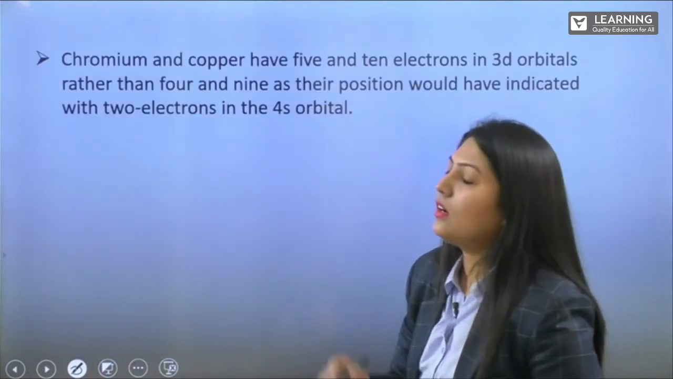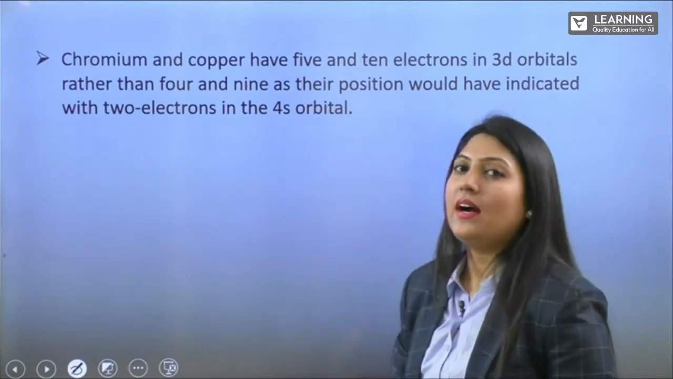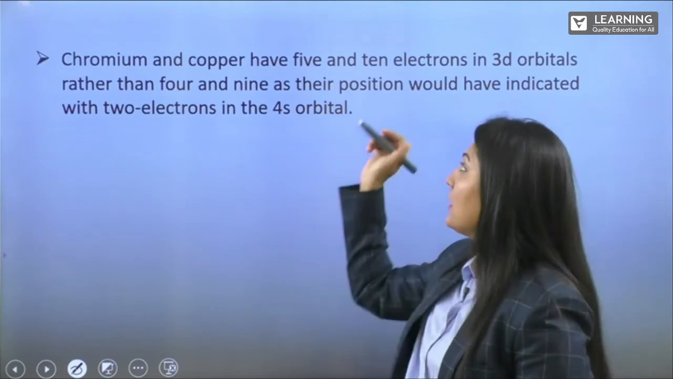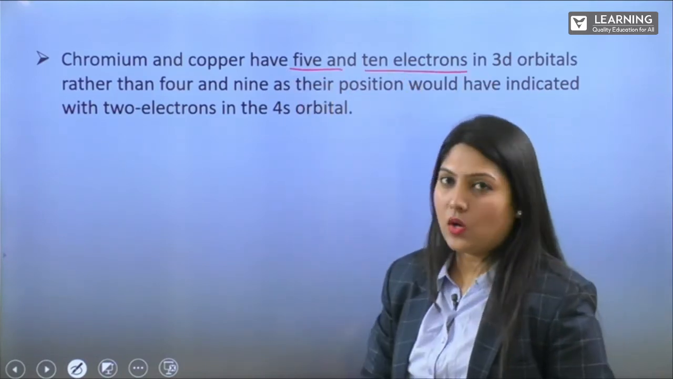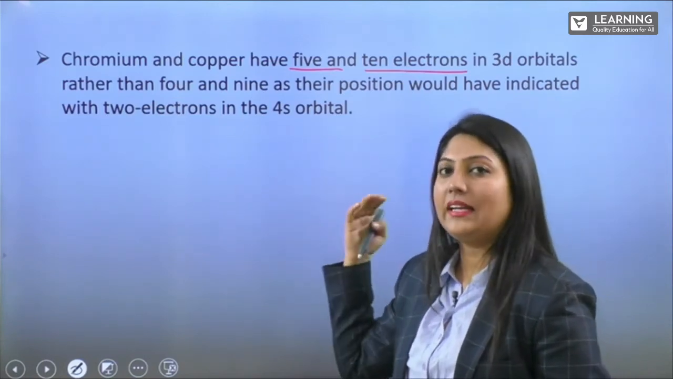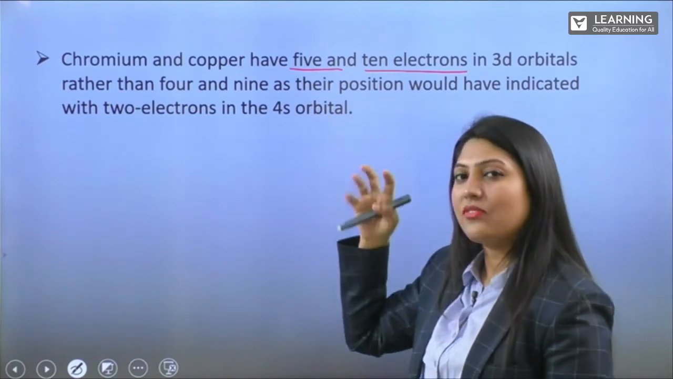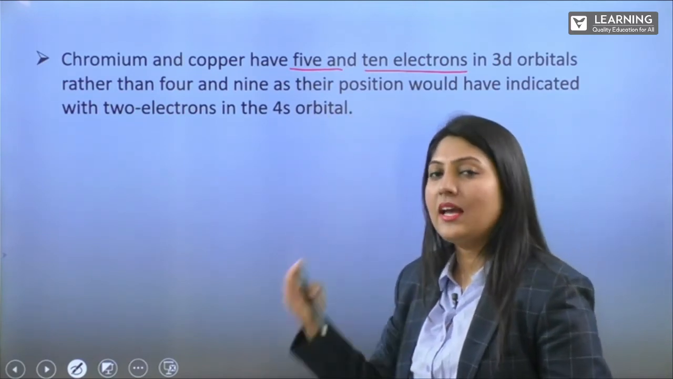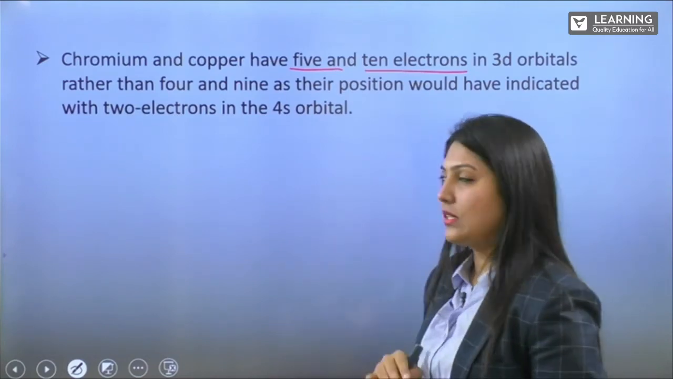Next, you have here the examples where chromium and copper have 5 electrons and 10 electrons in 3d orbitals, rather than 4 and 9. They have got 5 and 10. Why? Because they have the electrons fully filled and half filled. This is very much important. How to do this? We'll see it here.